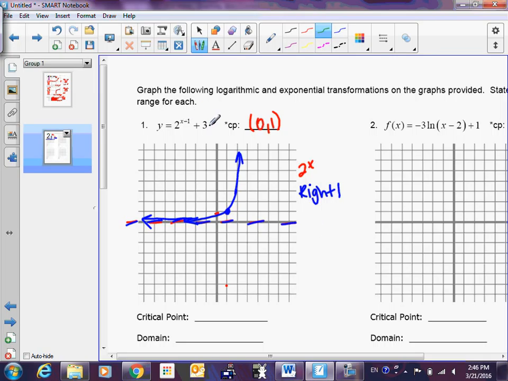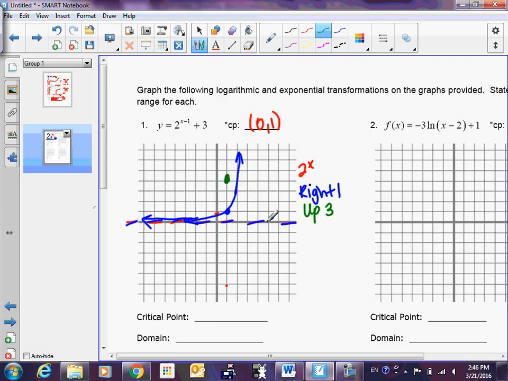What is the plus 3 going to do? Move it up. Up 3. It's only going to be opposite for that horizontal shift. So now I'm going to move it up 3. My critical point was at 1, 1. If I move it up 3, it's going to go 1, 2, 3.